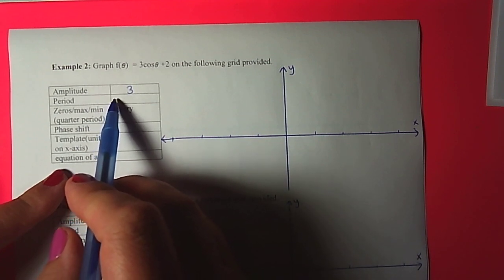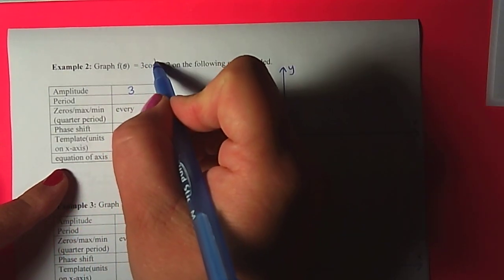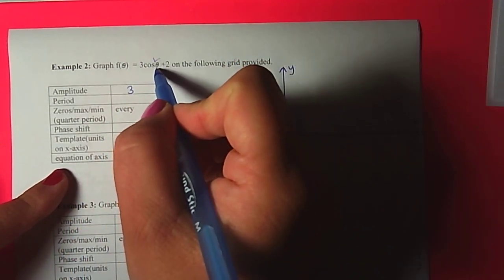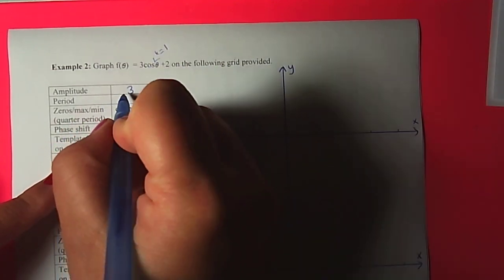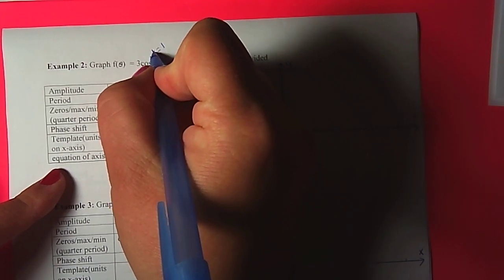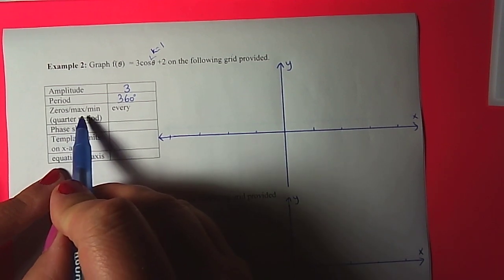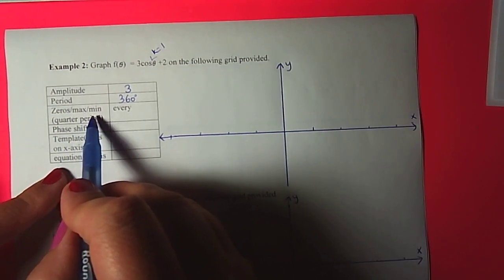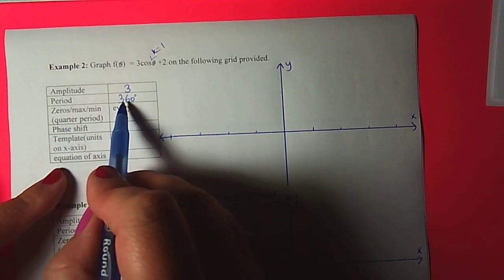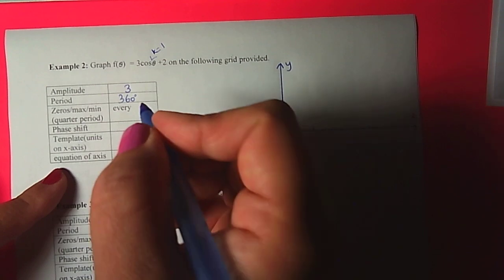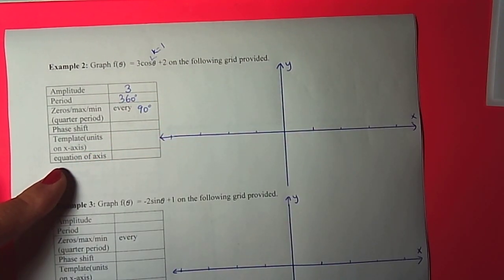Period, we can calculate it as 360 divided by k. In this case, we don't see any k. K is the number in front of theta, which we don't see, so it means 1. So then the period is 360 divided by 1. It is still 360 degrees. Zeros, max, min. These are the key points. Again, we need to calculate the quarter period. So one period is 360 divided by 4. You get 90. So those key points are happening every 90 degrees.